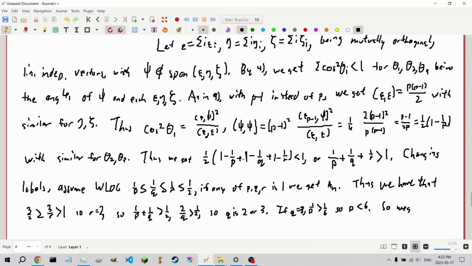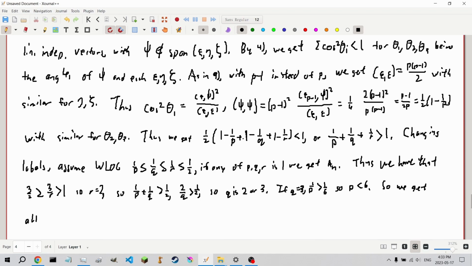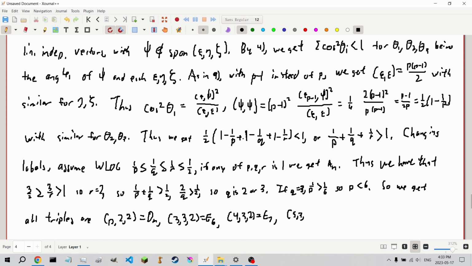So we get that all triples are of the form p, 2, 2 is D_n, 3, 3, 2 is E6, 4, 3, 2 is E7, and 5, 3, 2 is E8, where these are just p, q, r.